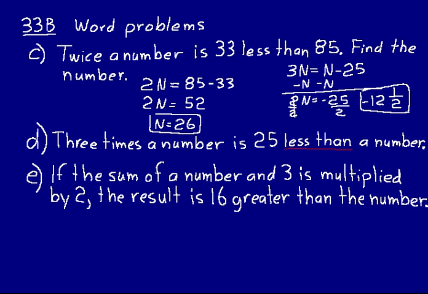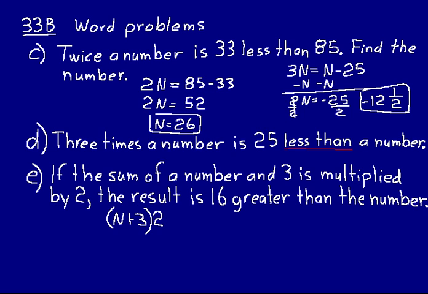Let's do one more of these, and let's just read this through. If the sum of a number and 3 is multiplied by 2, the result is 16 greater than the number. Okay, so let's just go back through, reading it left to right, looking for keywords, and make our algebraic equation. If the sum, so we know we're doing addition, adding a number and 3. So we have the sum of a number and 3, n plus 3, is multiplied by 2. So that means if that sum is multiplied by 2, we put parentheses around the sum and multiply it by 2.